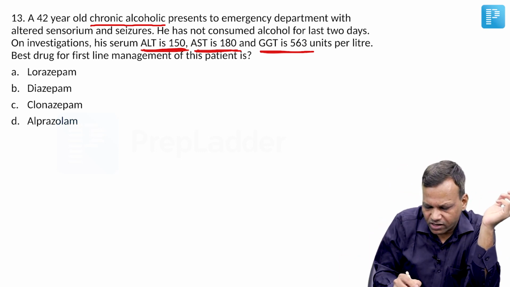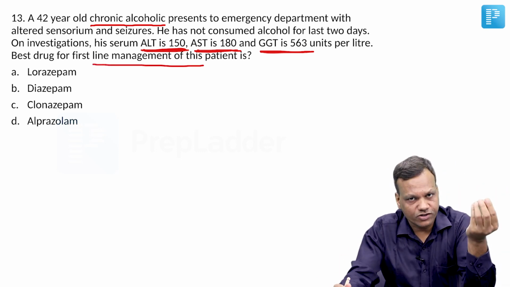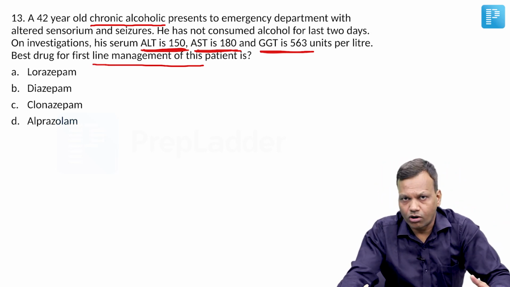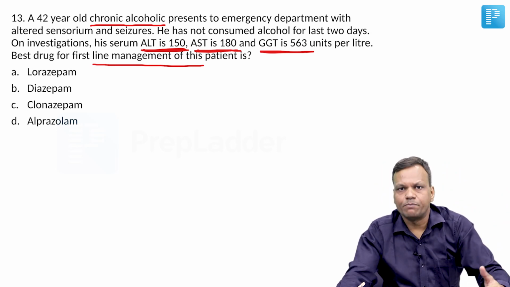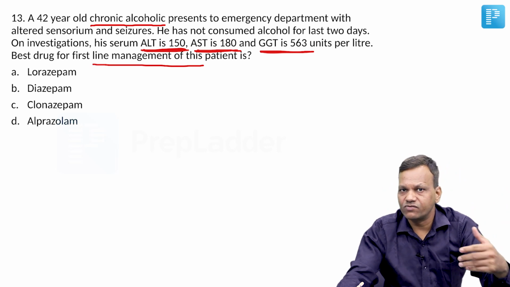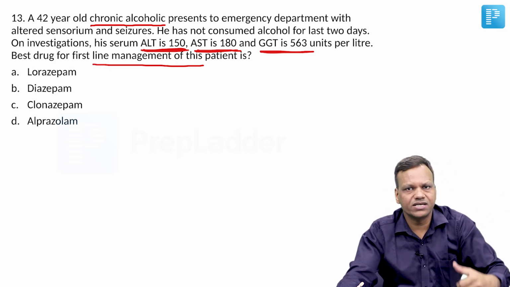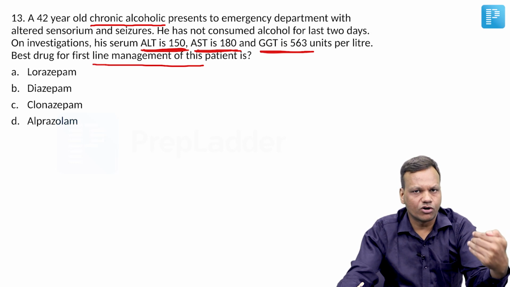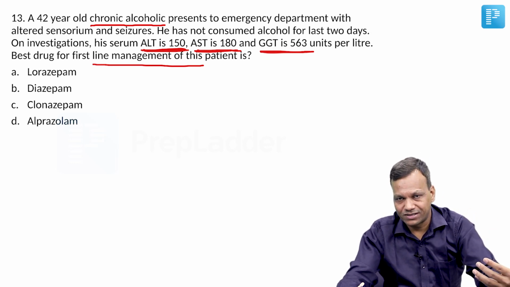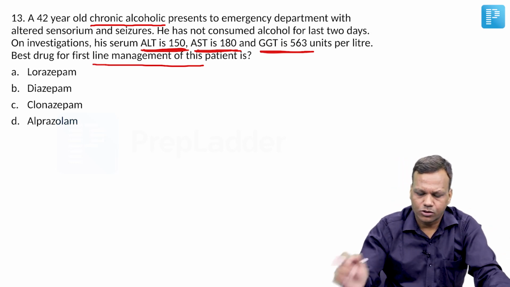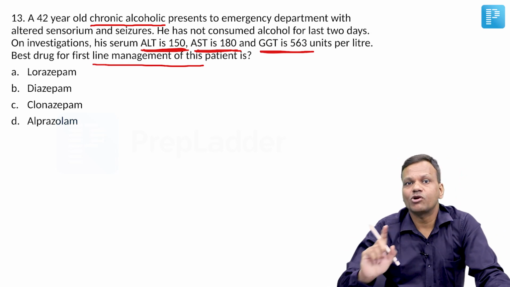So the best drug for first line management of this patient. First of all, for alcohol withdrawal, what we need to do? We have to give some benzodiazepine, some drug which is a CNS depressant, because alcohol is a CNS depressant. So to prevent the withdrawal, we have to give a benzodiazepine. The question is which benzodiazepine? Those benzodiazepines which are not metabolized in the liver.